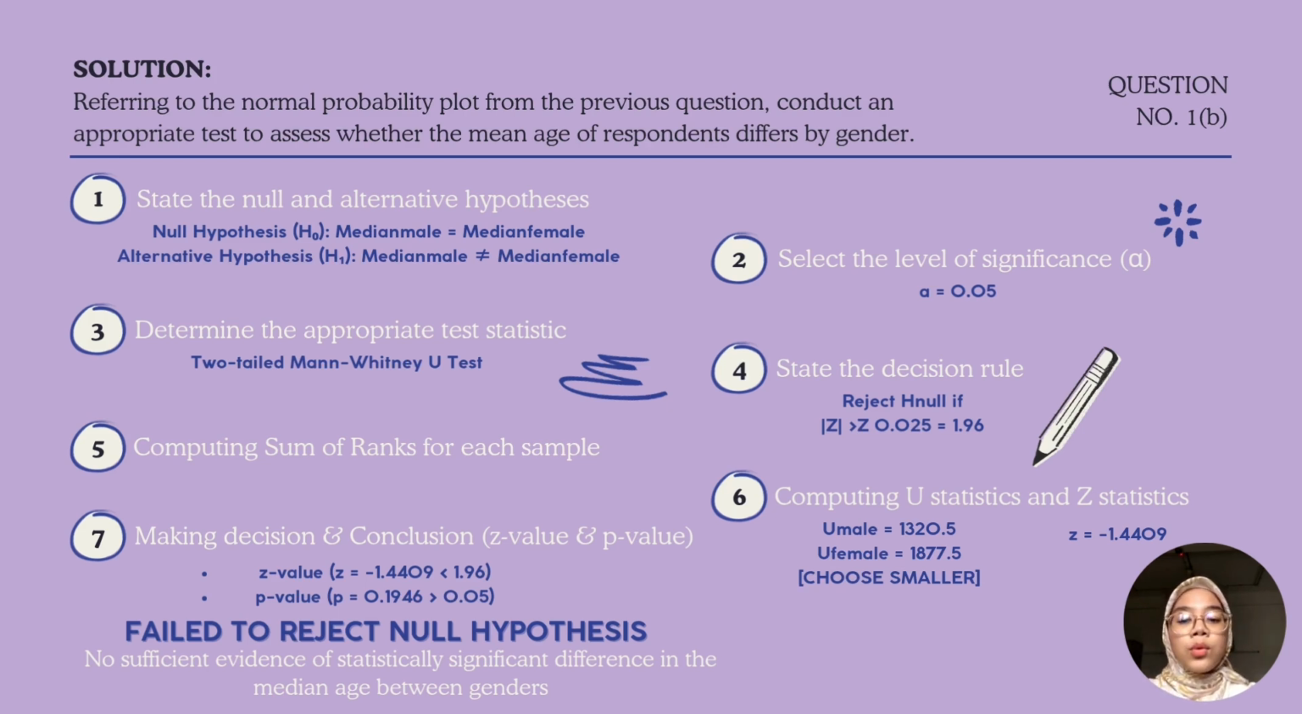Therefore, we fail to reject the null hypothesis, which is the median male equal to median female. So in conclusion, there is actually a difference between the median age for both genders.